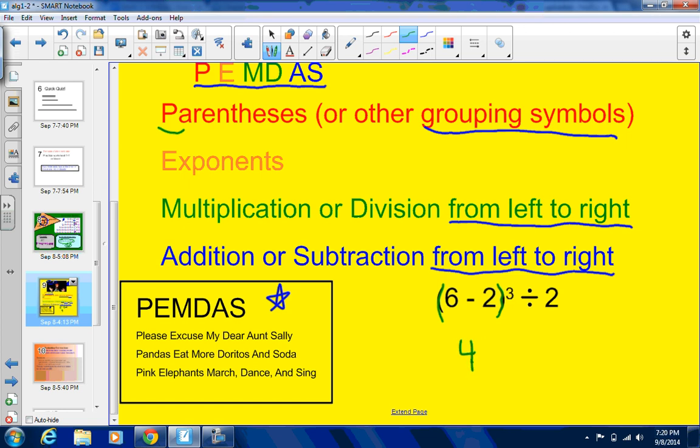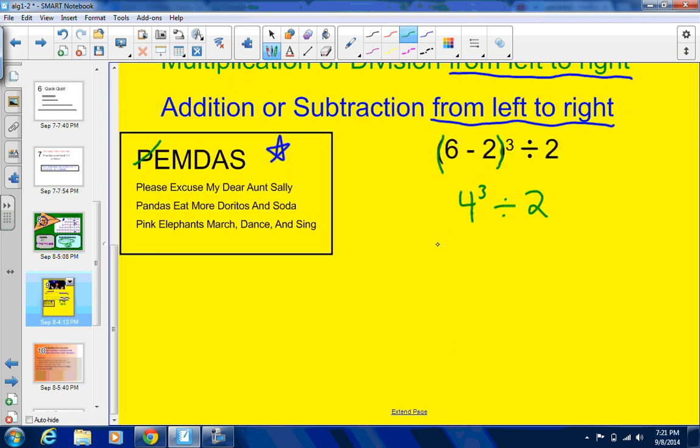And that is done, so we can leave the cubed out in front, and we can write divided by 2. All right, we're done with parentheses. We can cross out the P. Let's look at E, which stands for exponents. If there's an exponent, that's what we need to simplify first. So we have an exponent, and that would be 4 cubed, which means 4 times 4 times 4. And I'll write this off to the side here. 4 times 4 times 4, which equals 4 times 4 is 16 times 4 is 64. So we have 64, and then we still have divided by 2.